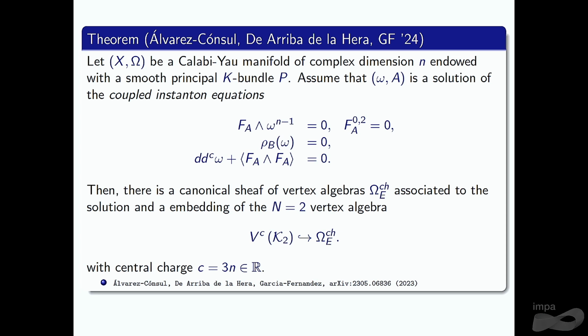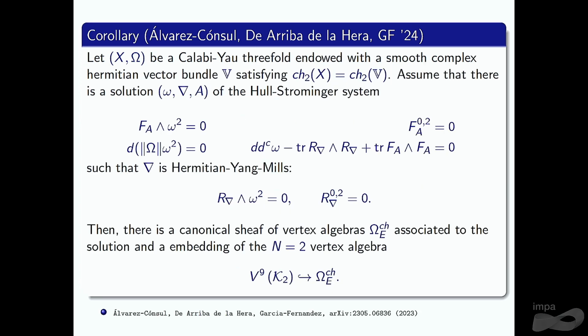And actually, if the Calabi-Yau manifold has complex dimension n, then the central charge of this vertex algebra is 3n, as expected by physicists. As a corollary, even though it's probably relevant for most of the audience, we can construct these embeddings from solutions of the Hull-Strominger system in Calabi-Yau threefolds, if you take the connection on the tangent bundle to be Hermitian-Yang-Mills. But if you are not an expert, forget about this.